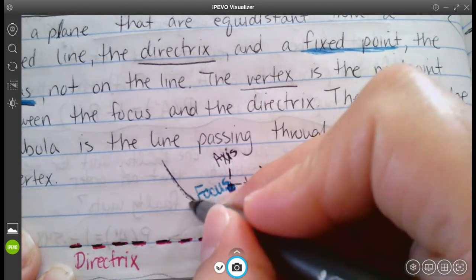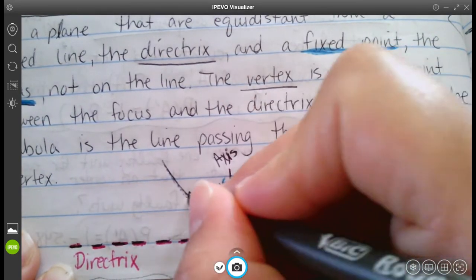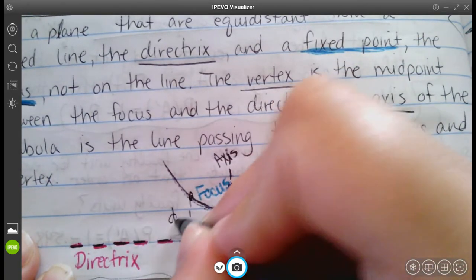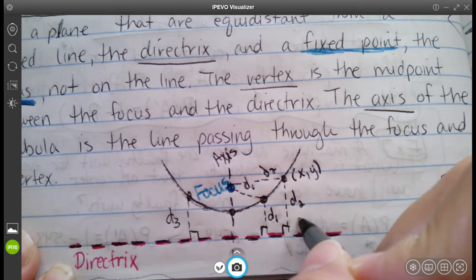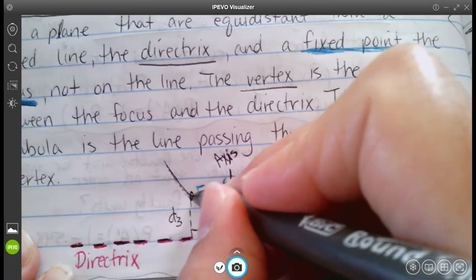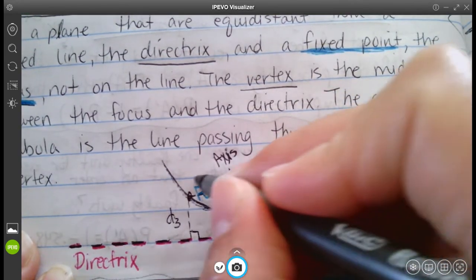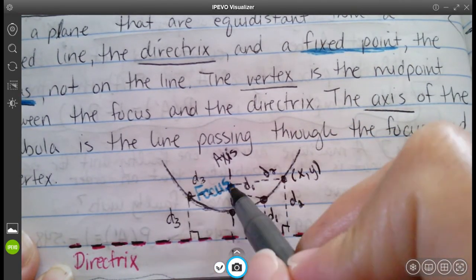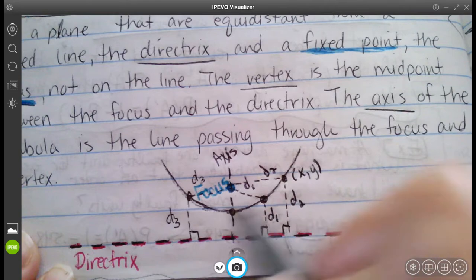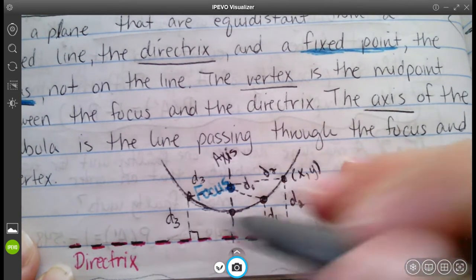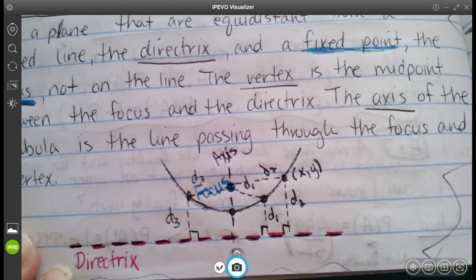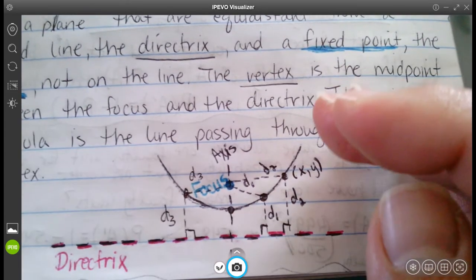So if I were to pick, let's say, a point over here, well, the distance from this point to my directrix, we're going to call it D3, just because we already have D1 and D2, would be the same distance to this focus point right here. So this distance is the same as that. And that works for the entire parabola. So if we put all those points together, which there's an infinite amount, we get the parabola. And that's what these things are representing, okay?